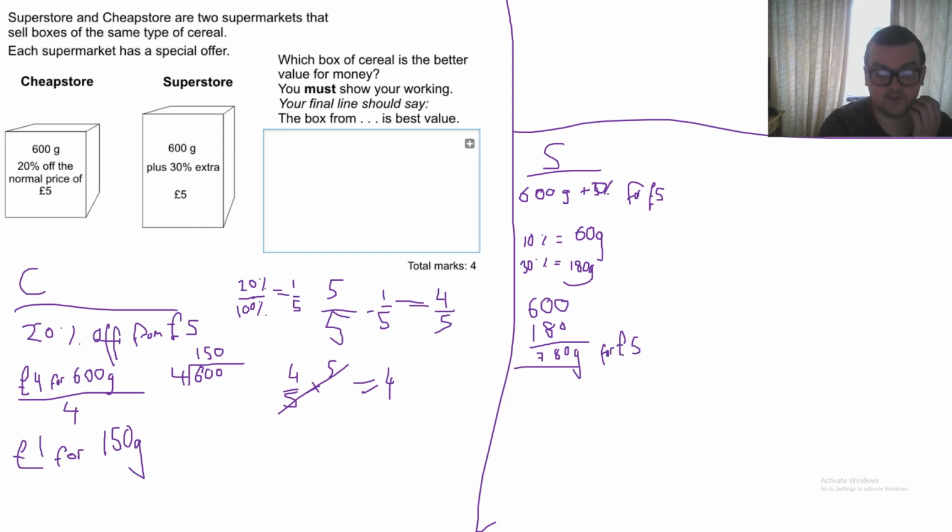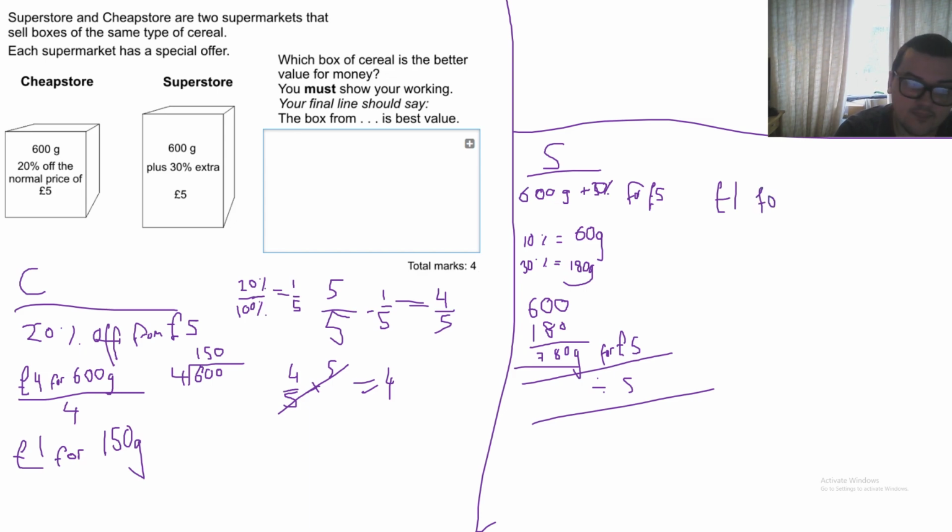Now remember, we're going to do what we did with the first part of this. We're going to have this in terms of £1. So we're going to divide this all by 5. So 5 divided by 5 is 1, so £1. Now we want to know how many grams we're getting. So 780 divided by 5. 5 into 7 goes once, remainder 2. 5 into 28 goes 5, remainder 3. 5 into 30 is 6. So we get £1 for 156 grams.